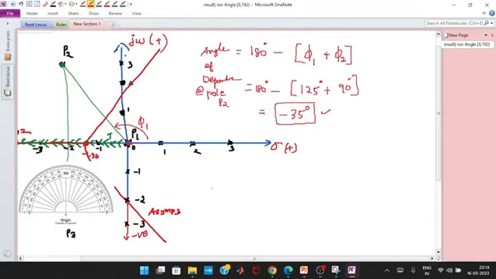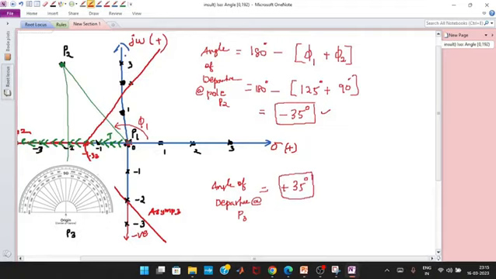Similarly, can anyone guess the angle of departure at the pole P3? Any guesses? It is obvious. Whatever applies for P1 and P2 is the same, but P3 is on the opposite side, so it is the complex conjugate. Instead of minus 35 degrees, obviously you'll be getting plus 35 degrees.